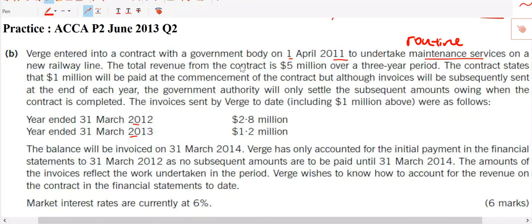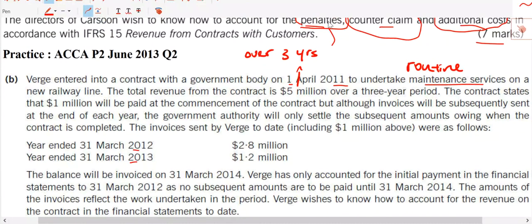The total revenue from the contract is 5 million over 3 years. Over 3 years, I don't think we can use straight line lah. Anyway, I'm going to read the question to see whether they can. But the proper way of recognizing the 5 million over 3 years will be based on percentage of completion. The reason is because this is a routine performance. So we cannot recognize the 5 million at one point. We're going to break the 5 million into year 1, year 2, year 3 based on percentage.